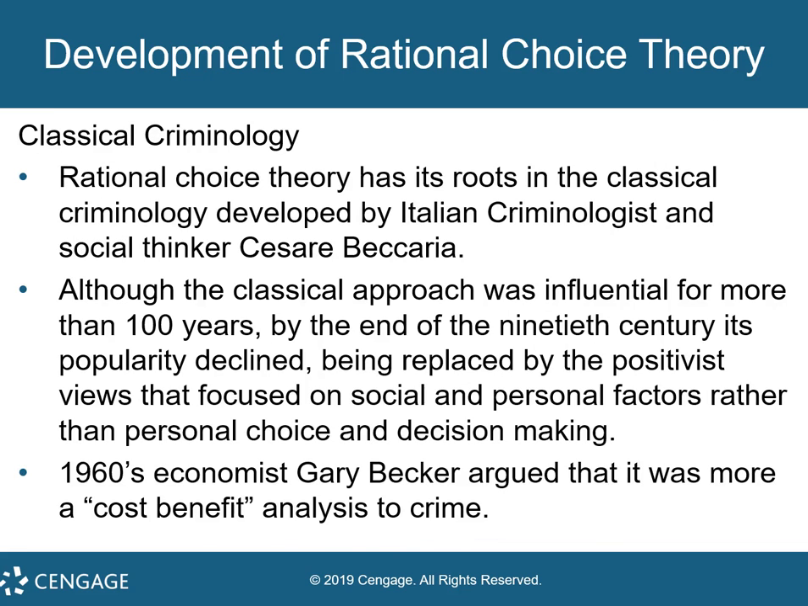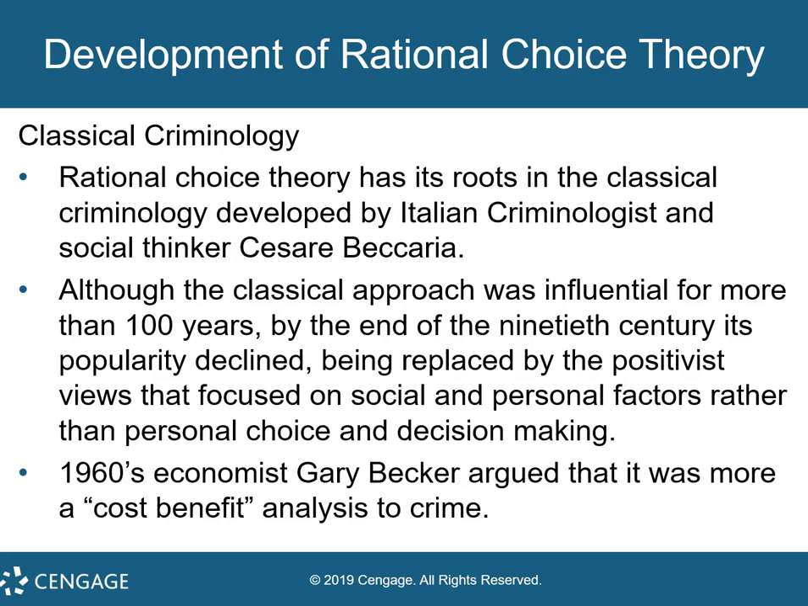So, with that being said, how did it develop? Where did it come from? Rational choice theory has its roots in the classical aspect of criminology developed by the Italian social thinker, Cesare Beccaria, whose utilitarian approach powerfully influenced the criminal justice system, and was widely accepted throughout Europe and the United States.